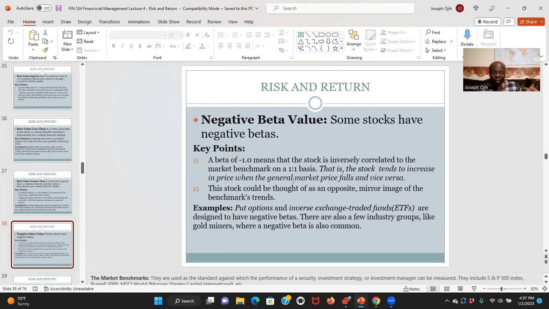You want to invest in an asset. You don't have the money to buy the physical asset, but you can buy a fund that trades on those assets. And then when you buy it, you become an investor in that asset. So that kind of fund, we call exchange traded funds. And they are designed to have negative betas, just like put options. Another example is a few industries, like gold miners, which have negative betas.